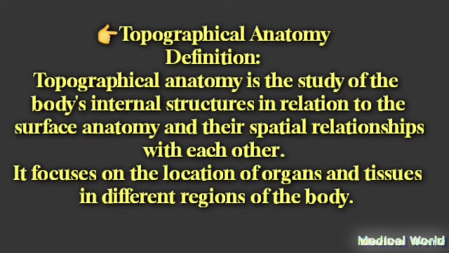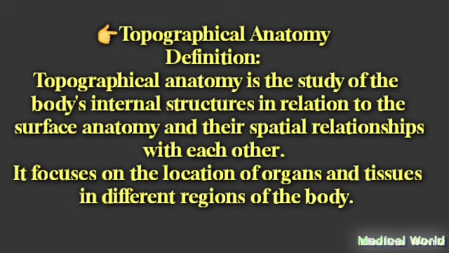Topographical anatomy. Definition. Topographical anatomy is the study of the body's internal structures in relation to the surface anatomy and their spatial relationships with each other. It focuses on the location of organs and tissues in different regions of the body. In simple words, topographical anatomy is about understanding where organs and structures are located in the body and how they are arranged relative to each other. Explanation with examples. Topographical anatomy is used by surgeons to locate and identify organs before performing operations.